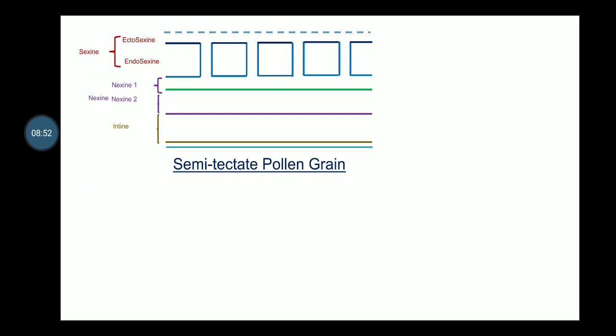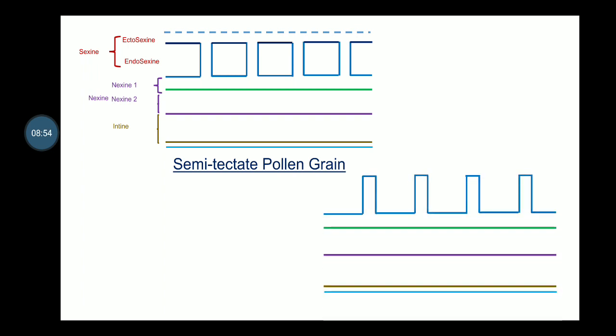This type of pollen grain is known as semi-tectate pollen grain, while in the third type all things are present, only the tectum layer and supratectal region are completely absent. That's why it is known as atectate pollen grain. So depending upon the wall stratification, these are the three types of pollen grain: tectate pollen grain, semi-tectate pollen grain and atectate pollen grain.